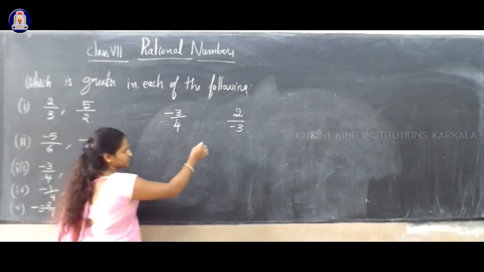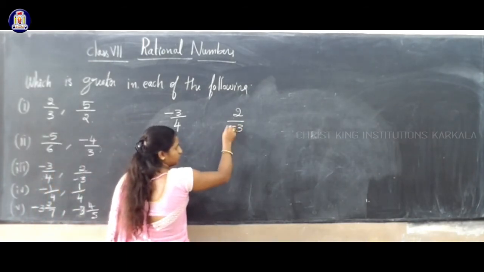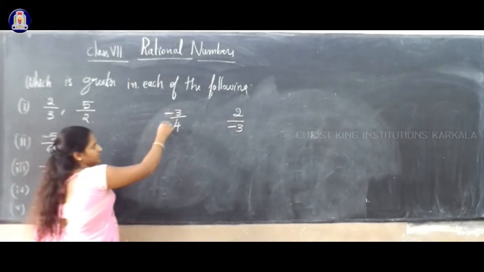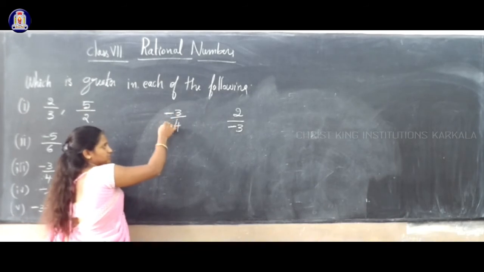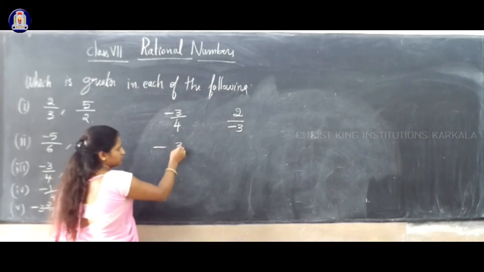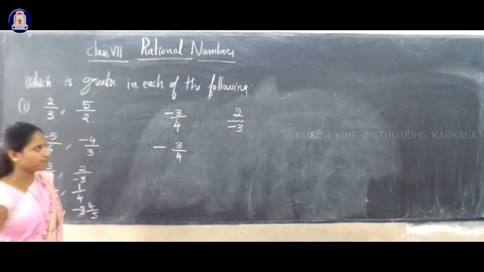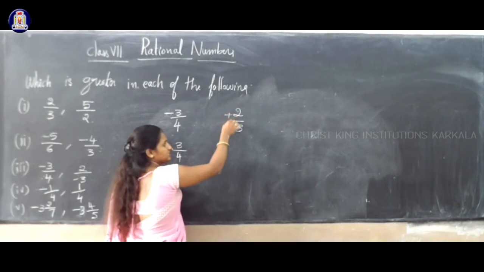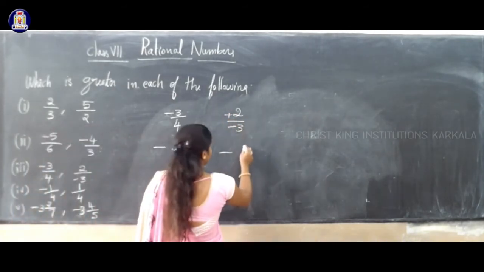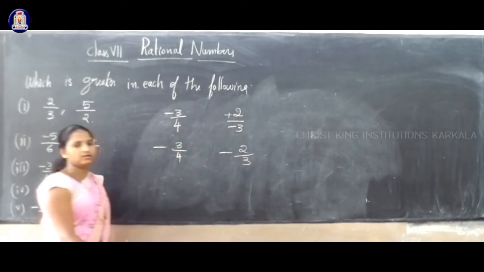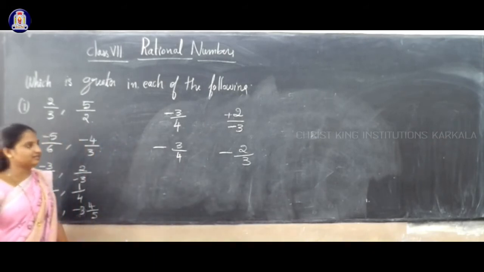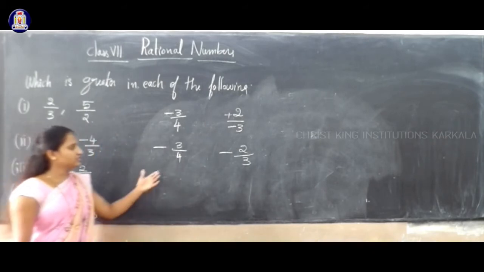So what you have to do first: see, this denominator sign is minus and here the numerator sign is plus. So write like this, plus into minus, so plus minus is a minus. So the number is minus 3 by 4, and here minus 2 by 3. Minus 3 by 4 and minus 2 by 3. Both are negative rational numbers. So which is greater in this?